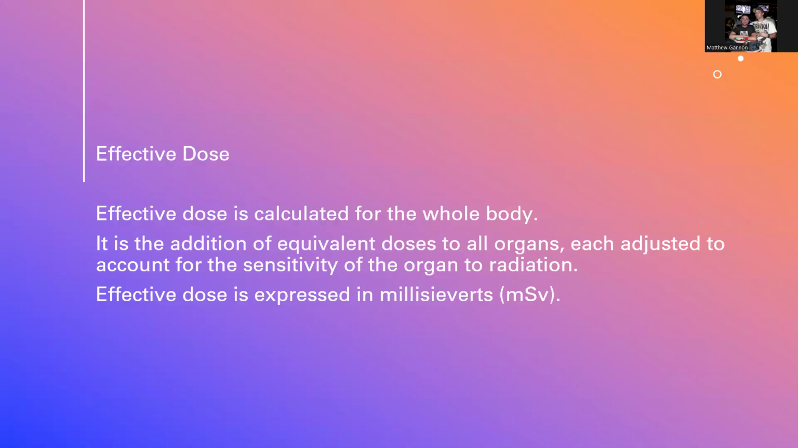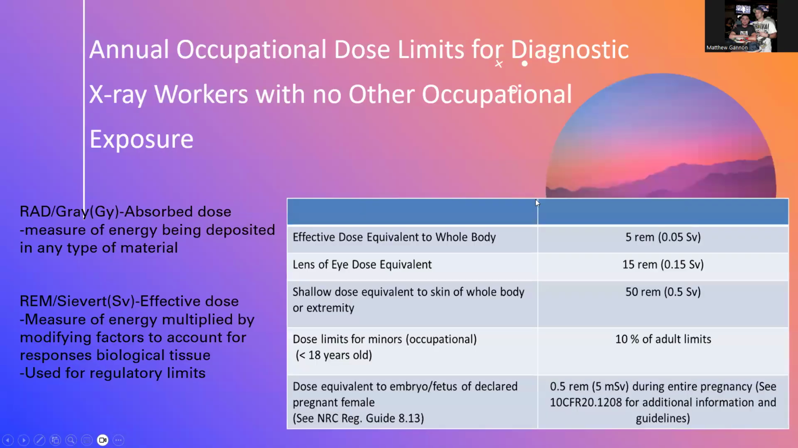Effective dose. Effective dose is calculated for the whole body. It is the addition of the equivalent doses to all organs, each adjusted to account for the sensitivity of the organ to radiation. Effective dose is expressed in millisieverts, and you'll see that that will kind of go into our regulations for the effective dose.